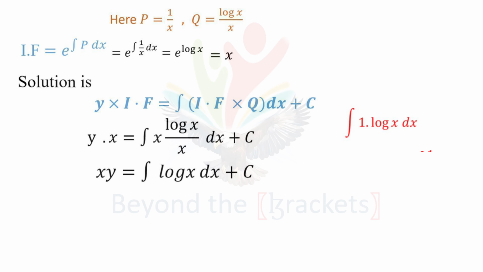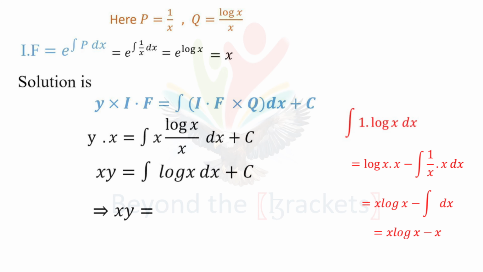So we write the first function as it is, that is log x, and integrate the second function, which gives x. Then we subtract the integral of the product of derivative of the first function and the integral of the second function, which gives integral dx, and that will be x. So integration of log x will be x log x minus x. This concludes the first problem.